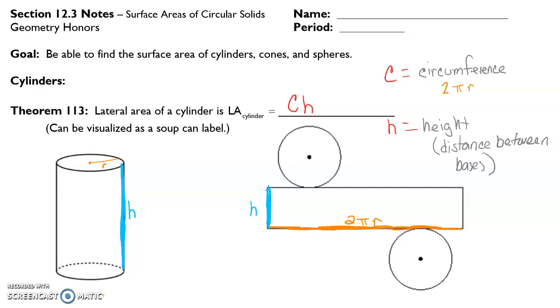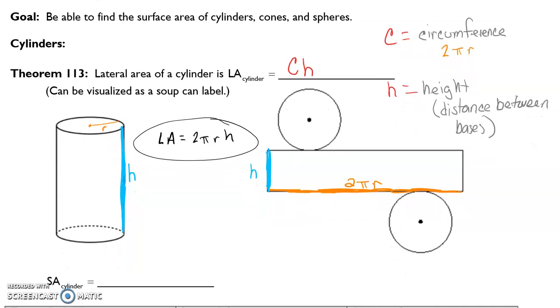But if we unroll that cylinder, kind of like a soup can, take the label off the soup can, this longer edge of the rectangular edge becomes 2 pi r, and the shorter edge becomes the height, the distance between your two circular bases. So what we would say is the lateral area is going to be equal to circumference, which is 2 pi r, times the height, or just 2 pi r h. That's often the equation that we're going to use for lateral area.